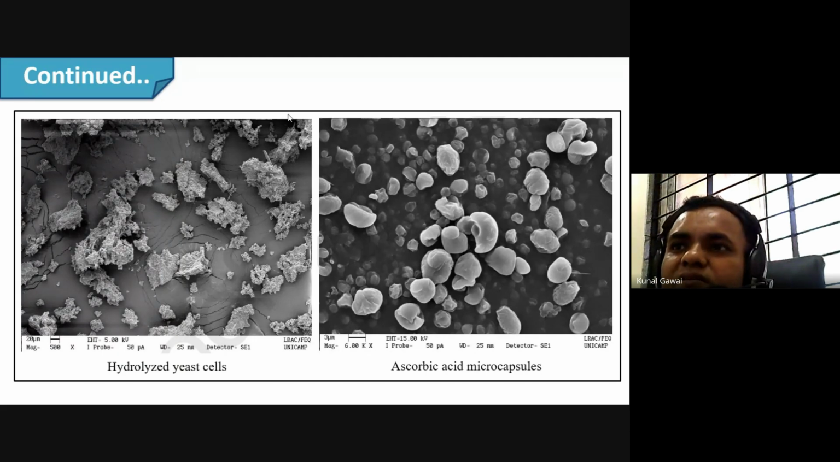We can see here the electron scanning photograph. So these ascorbic acid microencapsules are more intact and not disturbed, while we can see the hydrolyzed yeast cell. So we can observe that the encapsulation yield is higher in case of this second part, where the ascorbic acid microencapsules were prepared.